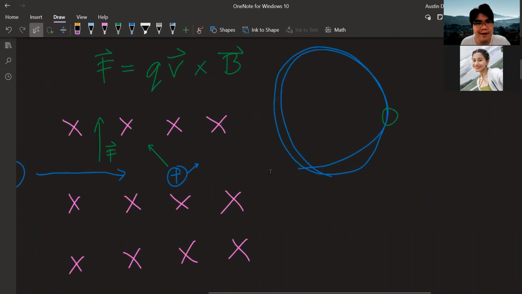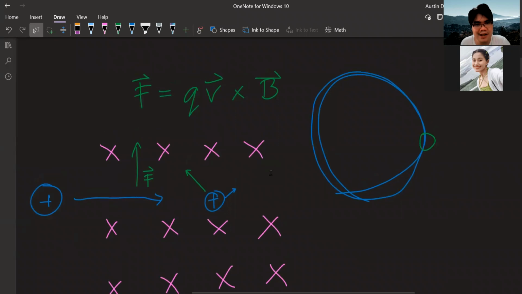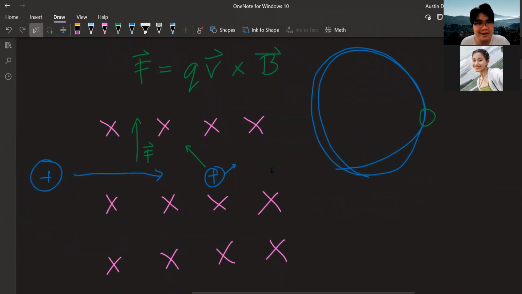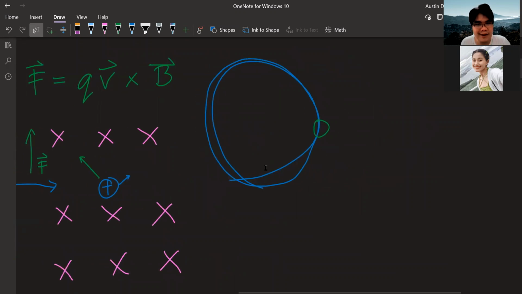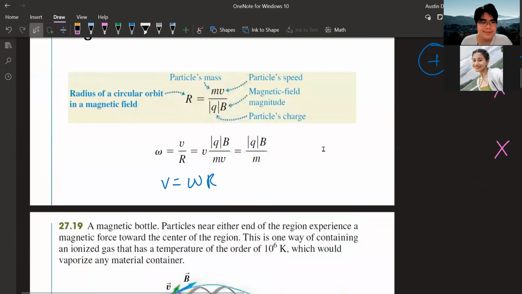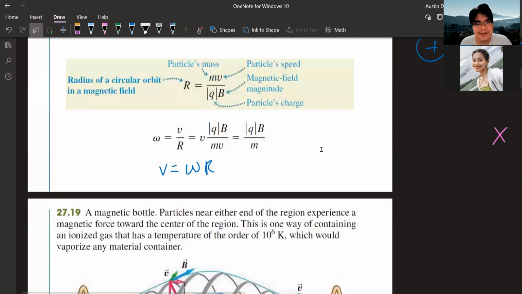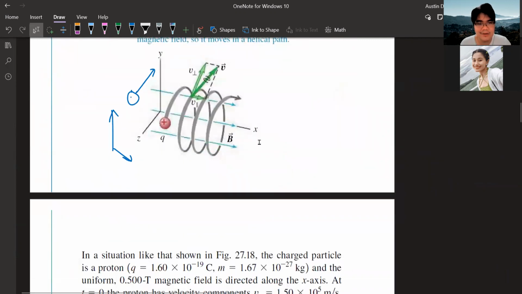Okay, so kaya kung minsan nakakapunta kayo sa mga ospital, meron mga tinatawag na cyclotron na machine. So, ayun yung mga nagpo-produce ng radioactive nuclides or radioactive tracers para sa, kunyari, PET scan and so on and so forth.